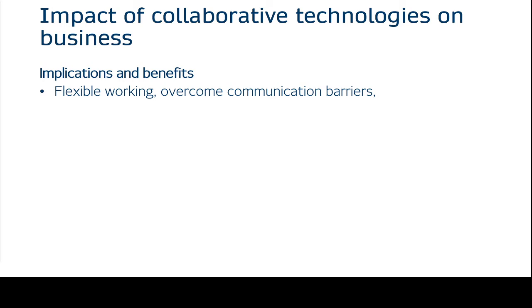So what is the impact of these collaborative technologies on business? Well, let's have a look at some implications and benefits. So you've got flexible working, and it can overcome communication barriers. So that's two things. So flexible working, that means you can work from home. That means you can use this technology to work from different locations. You could do it on the move because you've got a smartphone. You can set up your 4G hotspot, and you can connect to the internet on your laptop, and you can use this technology to work with other people as you're on the go.